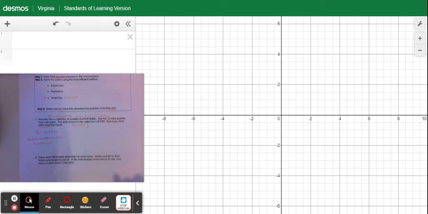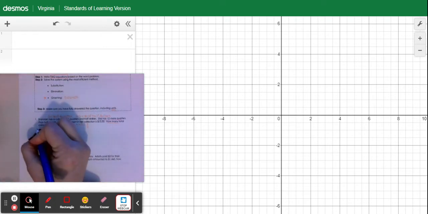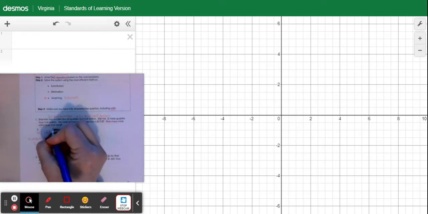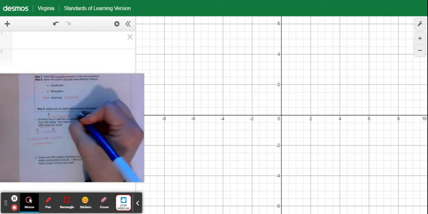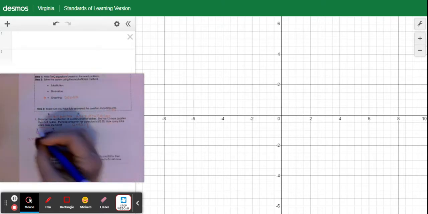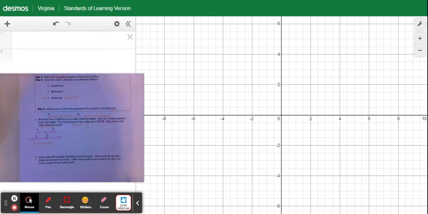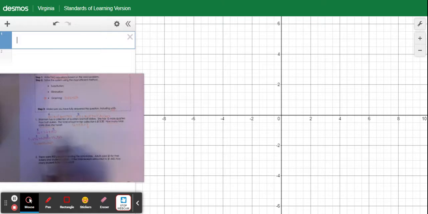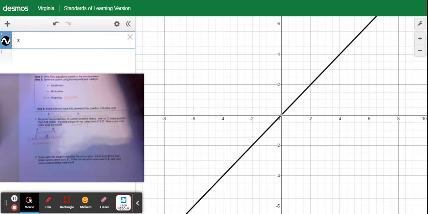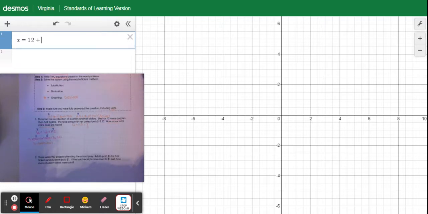The one thing about Desmos is you cannot use variables other than x and y in your equations. So I'm going to just say, let's say Q is x, HD is y. Q is going to be my x, HD is going to be my y. I really want to remember that. And now I'm going to put these equations in here. My first one is x equals 12 plus y.